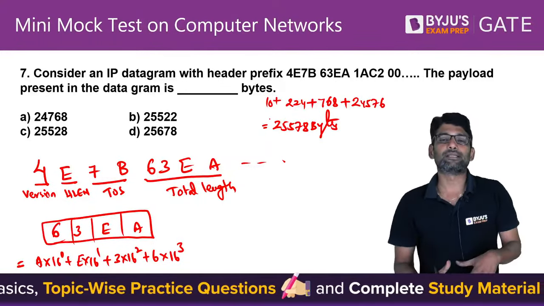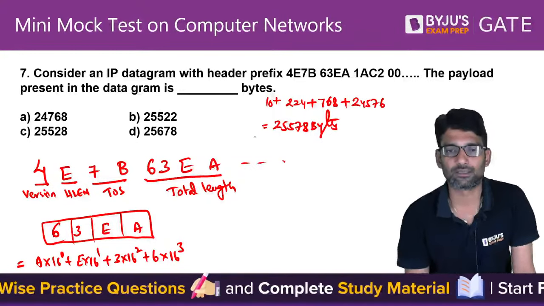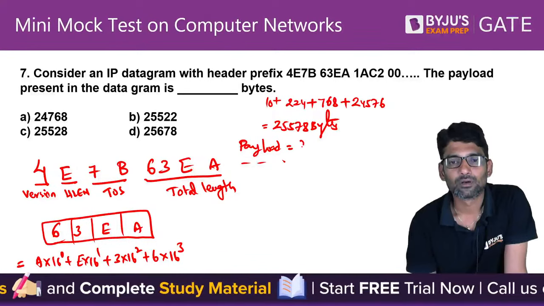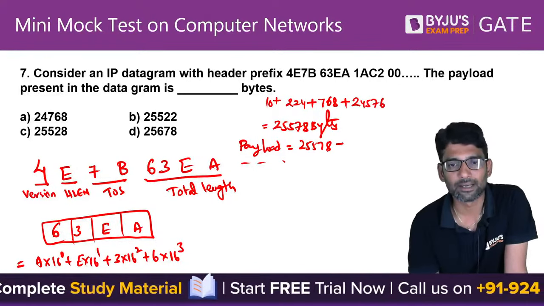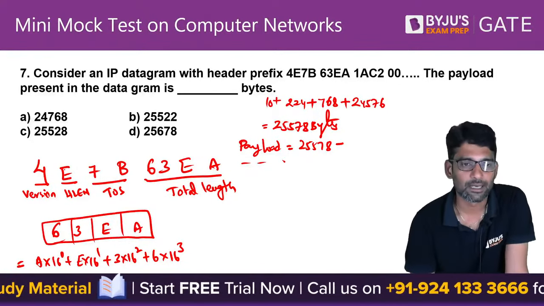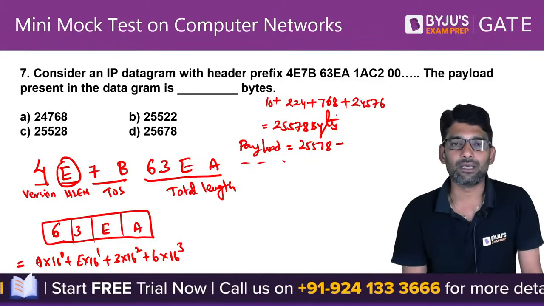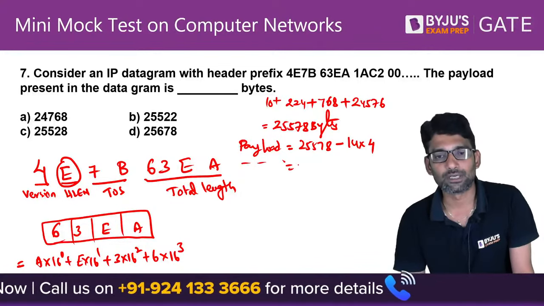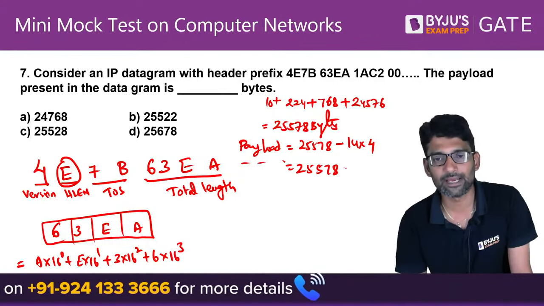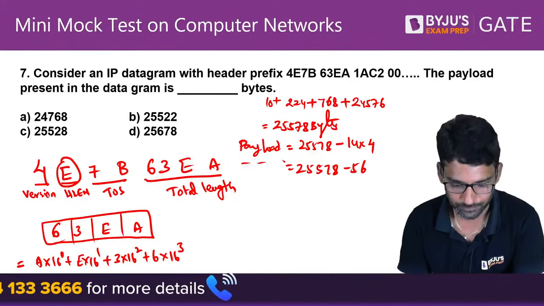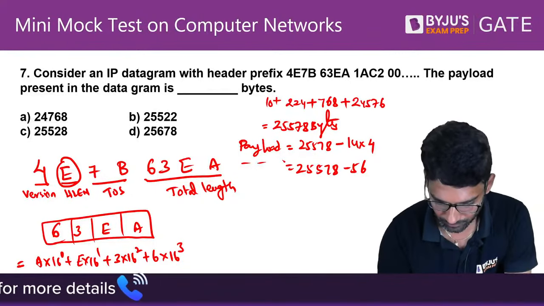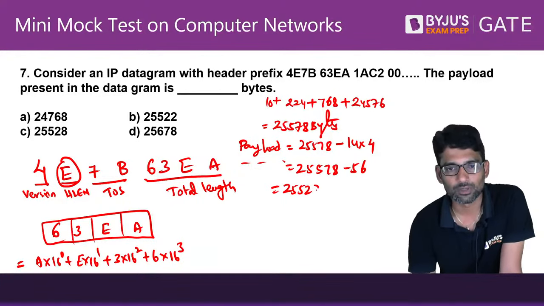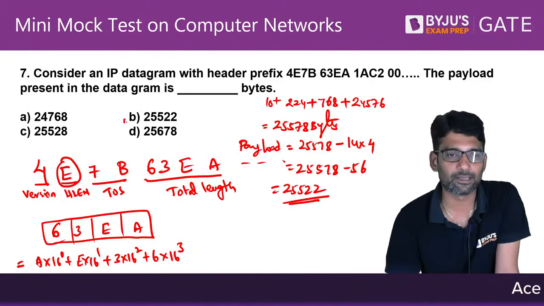We know total length is header length plus payload length. So I want payload length: total length minus HLEN value. HLEN is E, that is 14, 14 into 4. So that is 25578 minus 56, 25522. So the payload length is 25522 bytes.